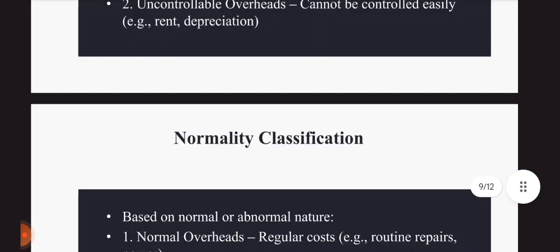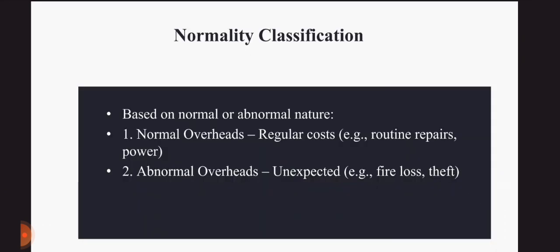Now, let's understand the next, that is normality classification. This classification depends on whether the overhead is normal or abnormal. Normal overheads are incurred under regular operating conditions, for example, normal wastage, routine repairs, power cost, etc. Another one is abnormal overheads. These arise due to unexpected and abnormal situations. For example, fire loss, theft, or abnormal wastage.